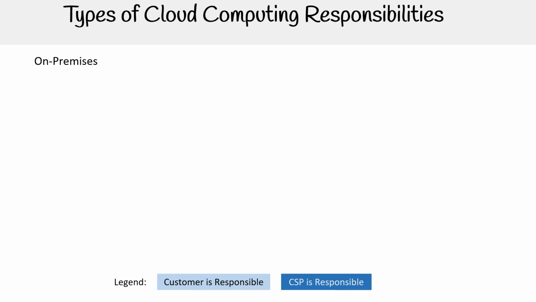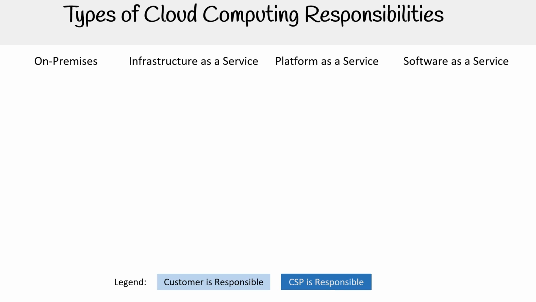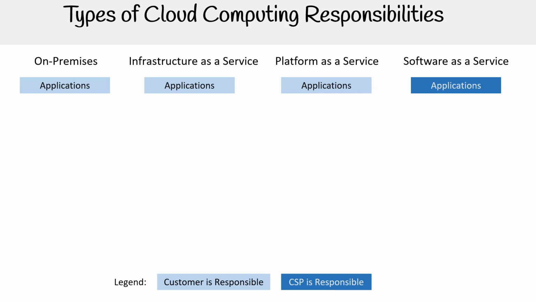So let's lay out our categories, and we're going to include on-premises into this because technically on-premises could be a private cloud and should be in the category here. So we have on-premises, infrastructure as a service, platform as a service, and software as a service. So when we're looking at applications, it's going to be the customer's responsibility for on-prem, infrastructure as a service, and PaaS. But when we have software as a service, the cloud service provider is responsible for that.